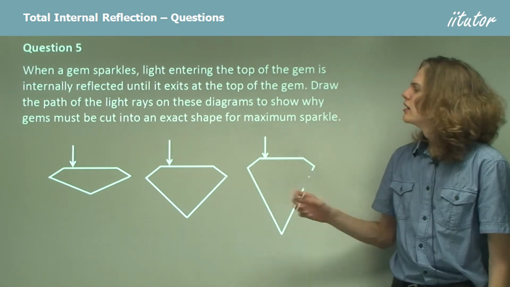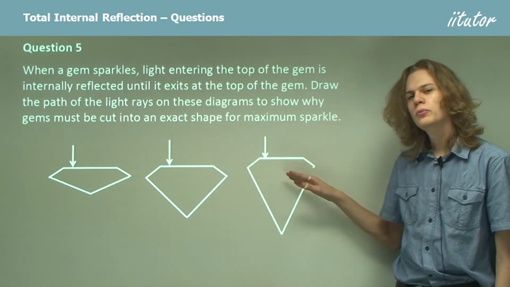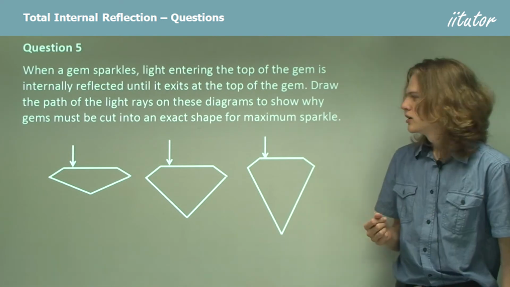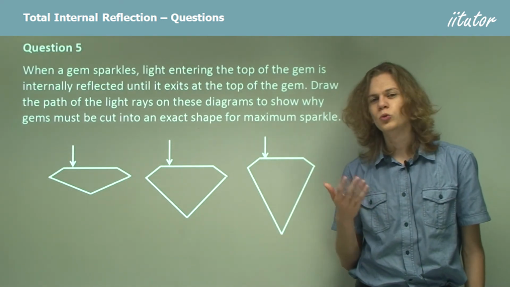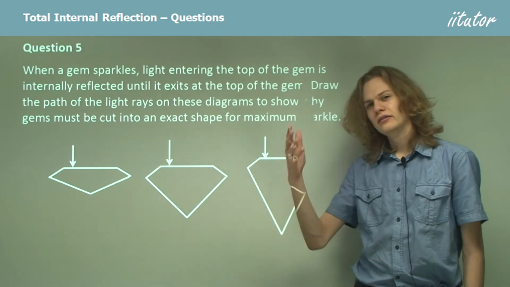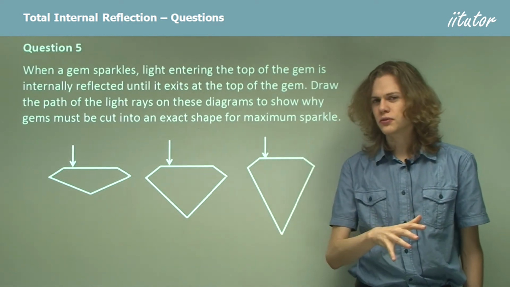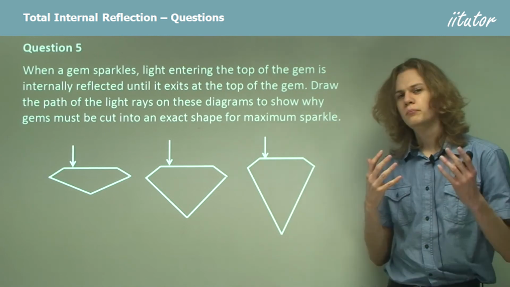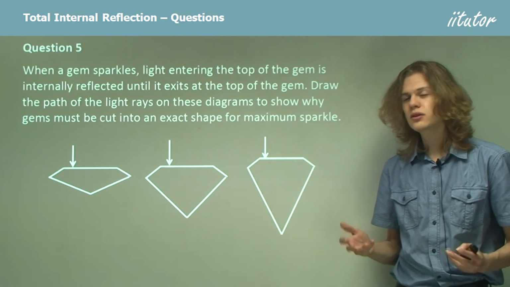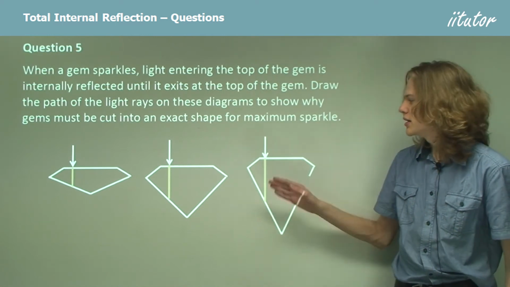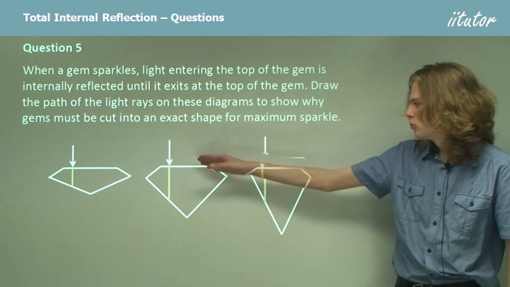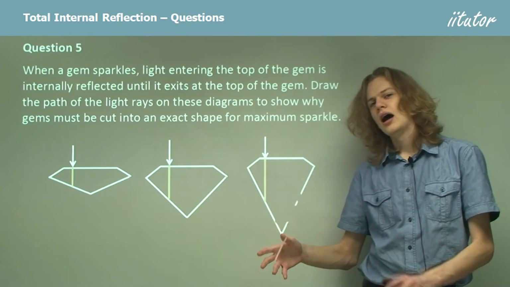Now, in each case, the beam of light is coming down perpendicular to the top of the gem. So the angle of incidence will be 0, the angle of refraction will be 0. So that means that just as the light passes through the surface of the gems, it will stay perpendicular to the surface, that is, parallel to the normal. So the light will start by coming down like this. So now the light will meet the bottom of the gem at an angle.